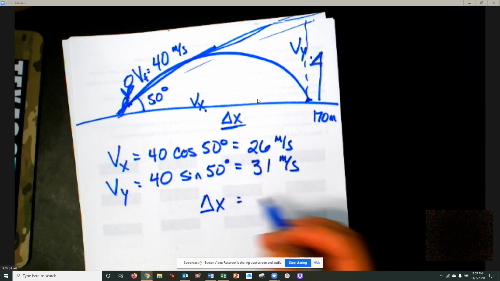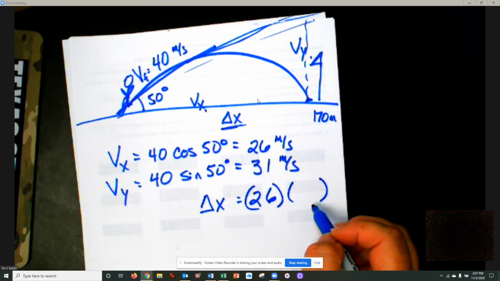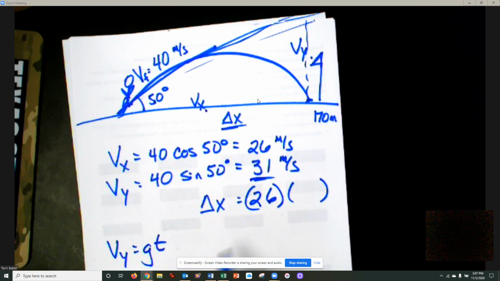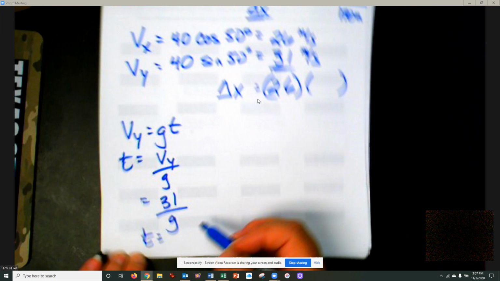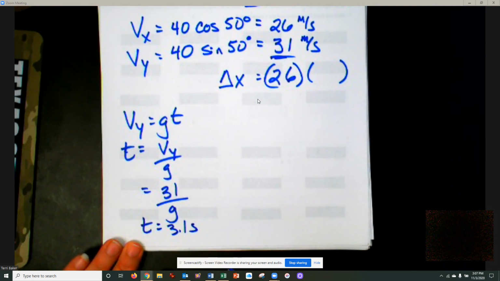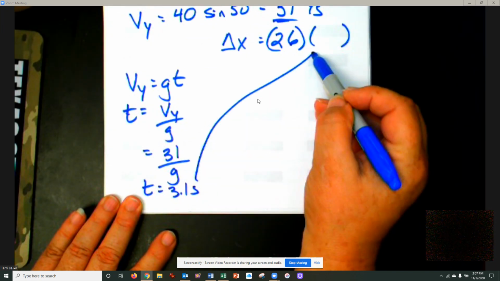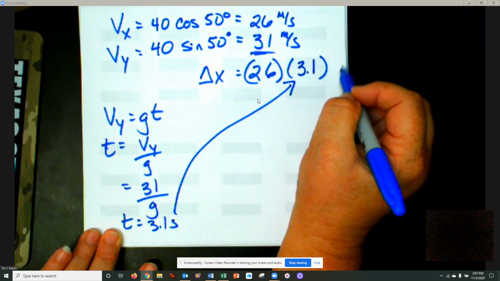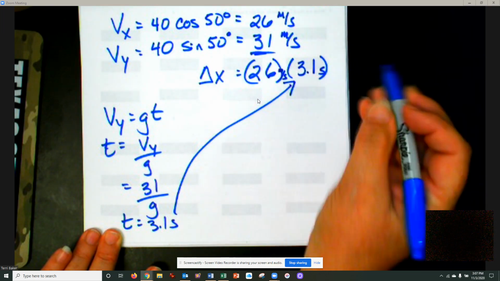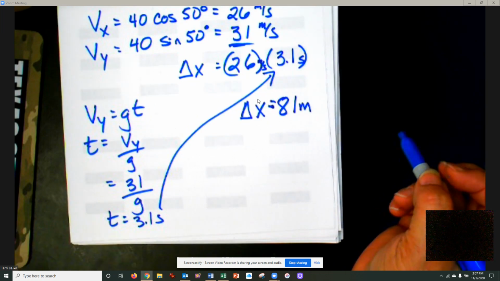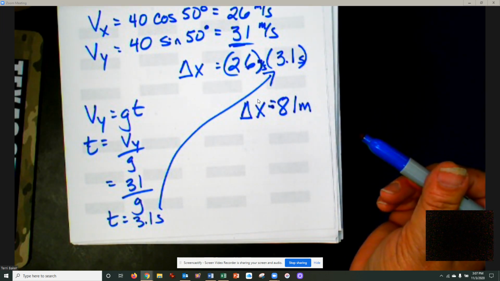Now, we're just going to plug this in. 26 times time. I don't know the time, but I can calculate it because Vy is equal to gt. So time is my Vy divided by g. I've already calculated this out to 31 divided by g. So time is 3.1. Now I don't expect you to show every single step like I'm doing. I'm going to plug that into my equation, 3.1 seconds. So my delta X is 81 meters. So my ball is going to land 81 meters from where it was hit.